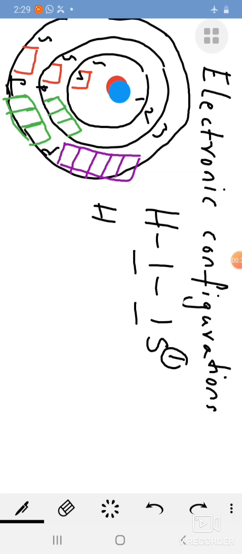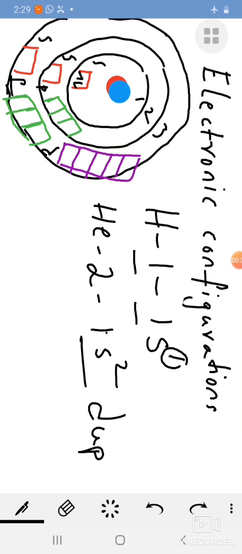The next element is helium. Its atomic number is 2 and its electronic configuration is 1s2. Here the second electron is filled. This is also called the duplet configuration. Later we will discuss these duplet configurations of noble gases.